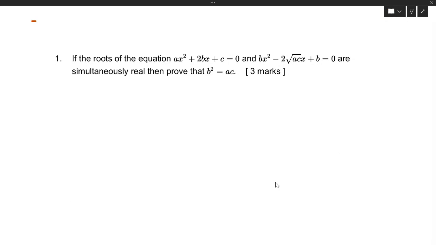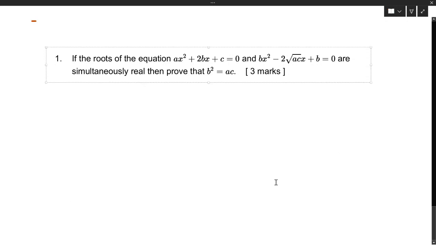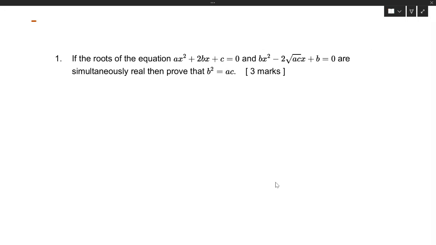If the roots of the equations ax square plus 2bx plus c is equal to 0 and bx square minus 2 root ac x plus b is equal to 0 are simultaneously real, then prove that b square is equal to ac. Yeah, looks challenging, isn't it?